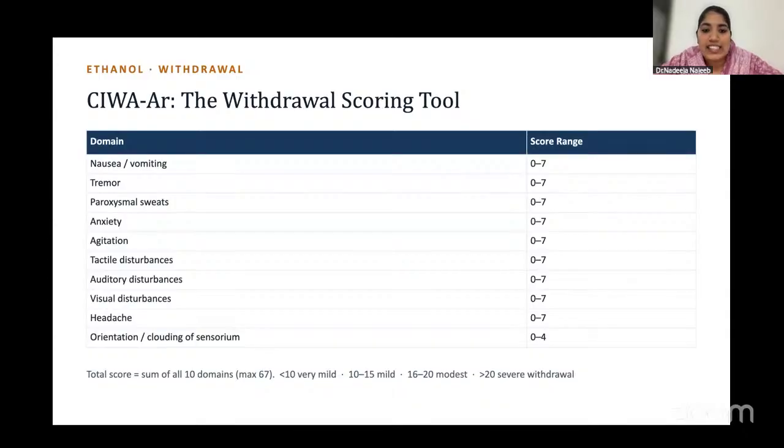If the score is less than 10, the withdrawal is termed as very mild. If it is 10 to 15, it is mild. If it is 16 to 20, it is modest. If it is more than 20, it is severe withdrawal.